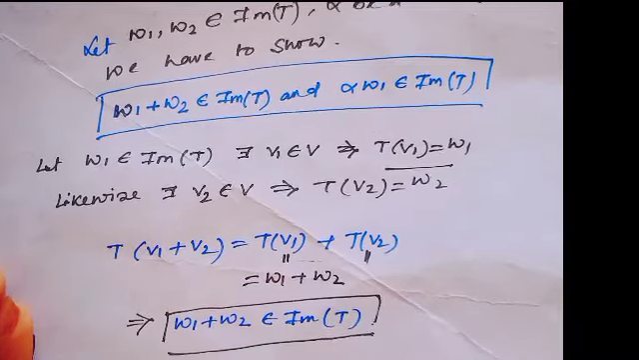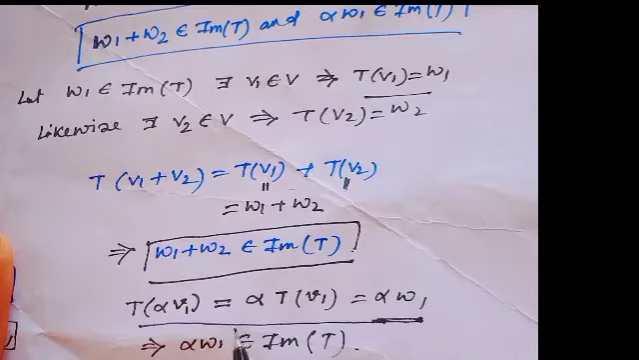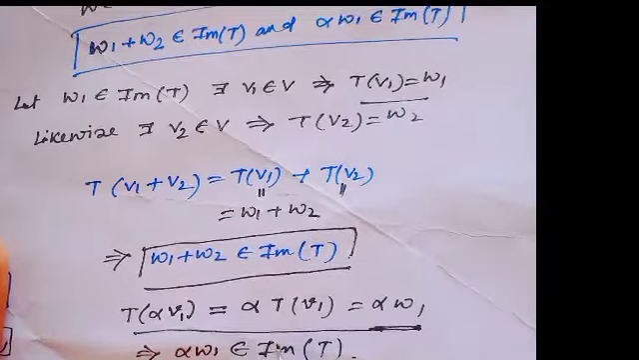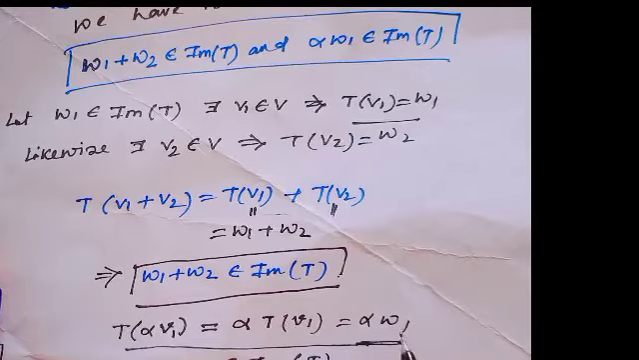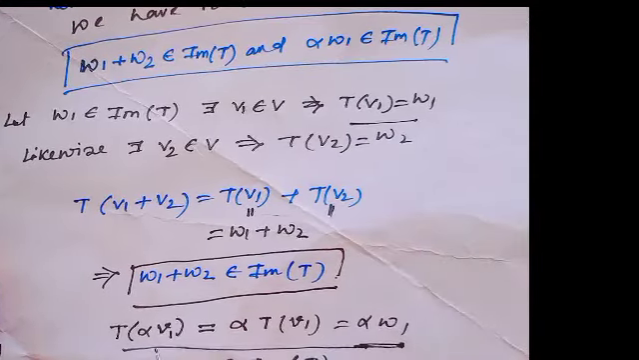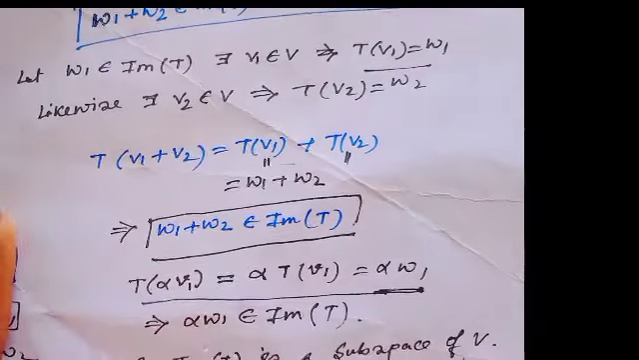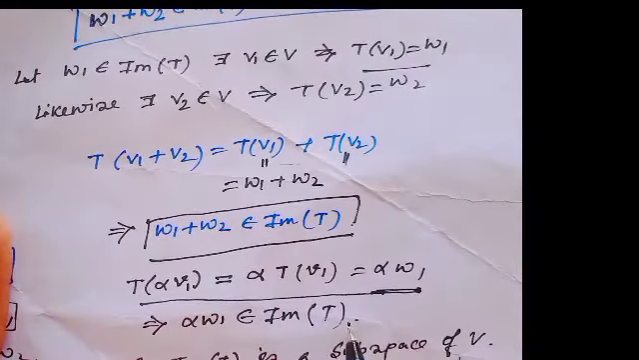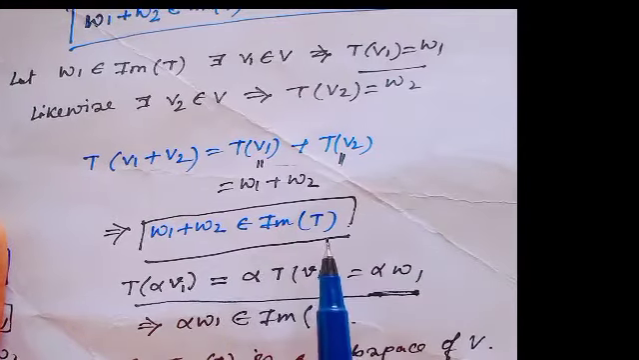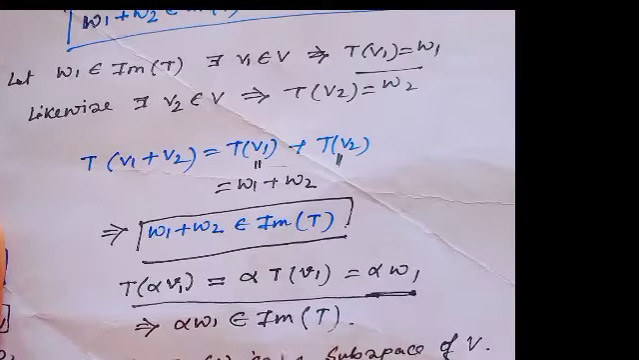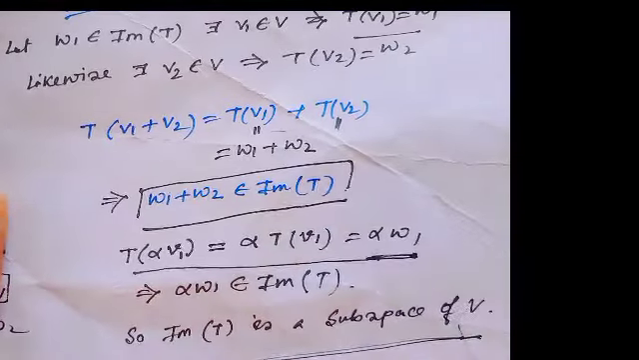Therefore, one property is satisfied here. Second, T of alpha V1 equals, by the property of linear transformation, alpha times T V1, and putting in the value, this is alpha times W1. Since T of alpha V1 equals alpha W1, that means alpha W1 belongs to image T. Therefore, since W1 plus W2 belongs to image T and alpha W1 belongs to image T, that implies image T is a subspace of the vector space.